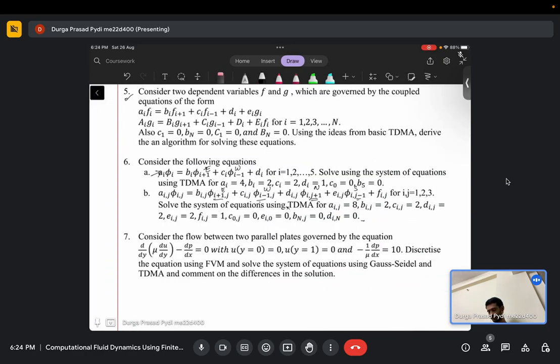We'll actually solve this. Okay, I'm not going to solve them by hand. Maybe I'll show you the implementation. So, how do you do it in code? The last question is essentially the one we did maybe two weeks back. It's the flow between two parallel plates.